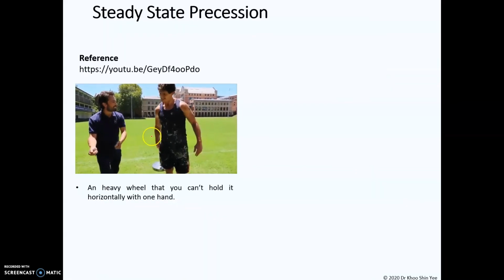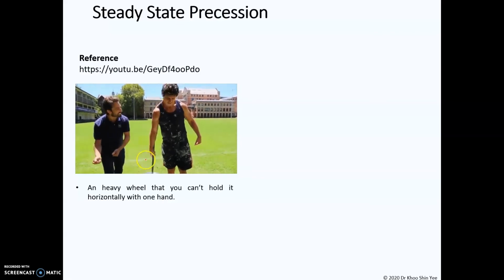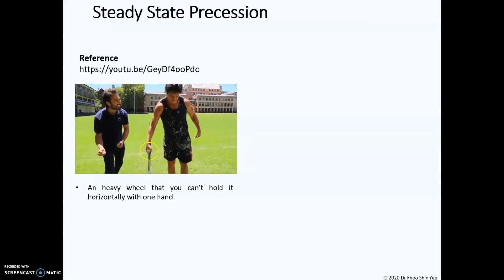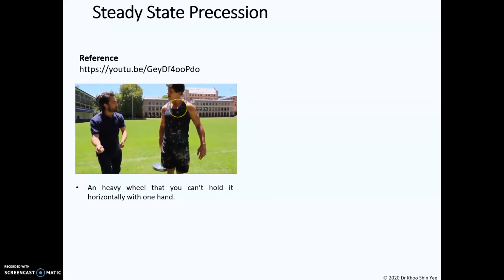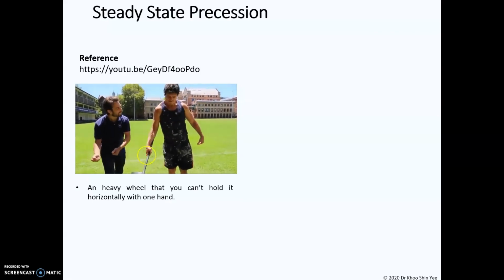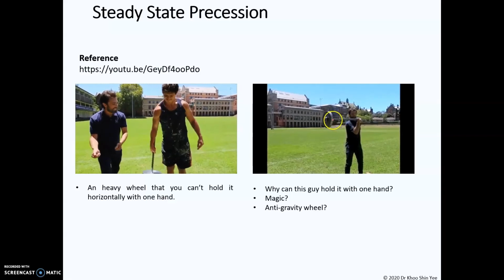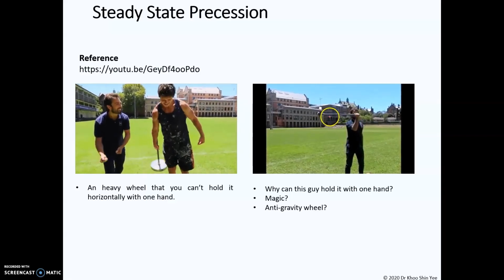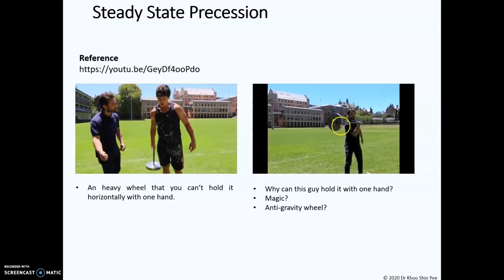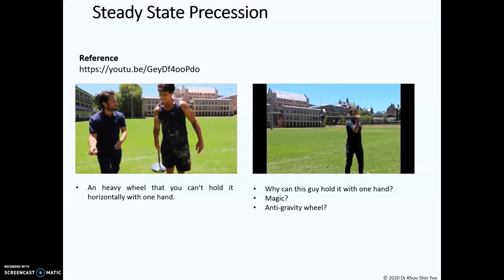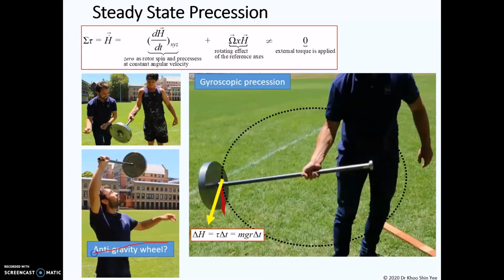In this example, you see there is a heavy wheel that cannot be held horizontally by this muscular guy. It's so heavy. Why can this guy here hold it with one hand? Is it magic, or do we have an anti-gravity view here? In fact, it's not anti-gravity, it still follows the Euler equation.